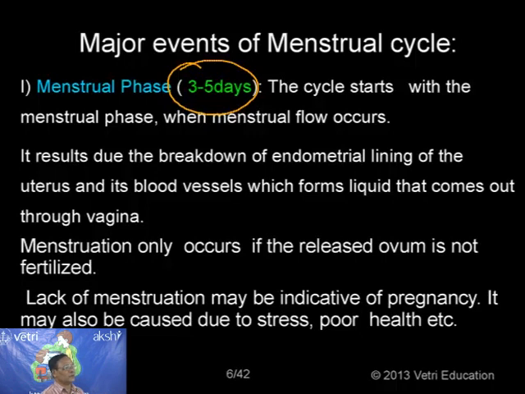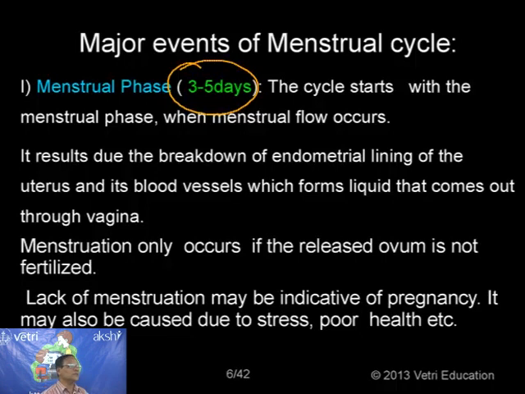Anyway, it is a starting phase. At the end of one menstrual cycle, we start the menstrual phase, that is the bleeding phase. It lasts about 3 to 5 days. So the cycle starts with the menstrual phase, when menstrual flow occurs. The day of menstrual flow through the vaginal orifice is considered the first day of the menstrual cycle. So once the menstrual flow starts, we can conclude that the previous menstrual cycle has come to an end, and now we have started the next cycle. This is the meaning of that.